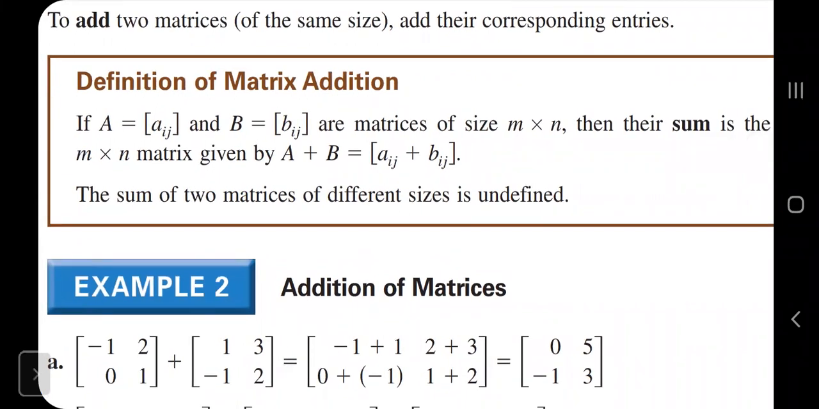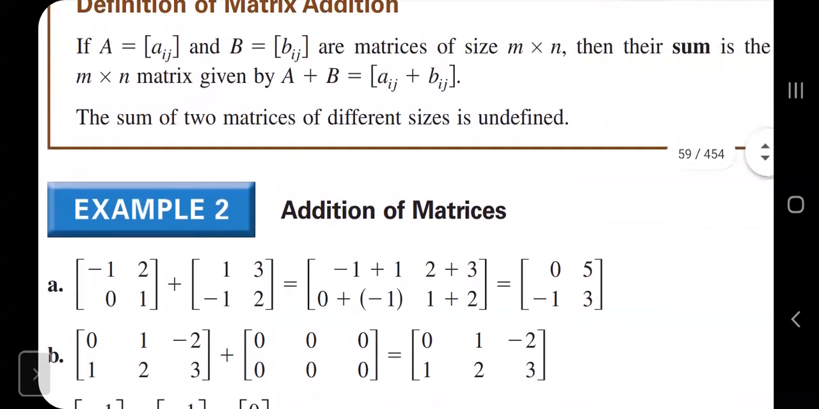We have the matrix negative 1, 2, 0, 1, and the matrix 1, 3, negative 1, 2. When we add the two matrices, we add the negative 1 in the upper left and the positive 1 in the upper left of the second matrix. Then we add the two upper right numbers, 2 plus 3. Then we add the two lower left numbers, 0 plus negative 1, and so on, and we get 0, 5, negative 1, 3. Again, very straightforward. All we're doing is adding the entries entry by entry.